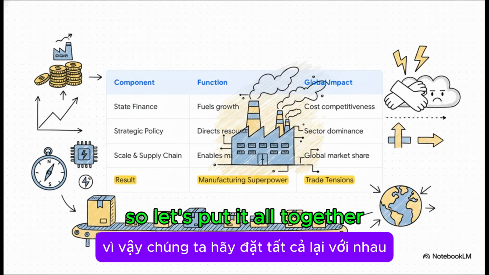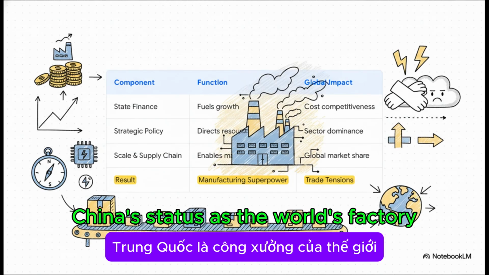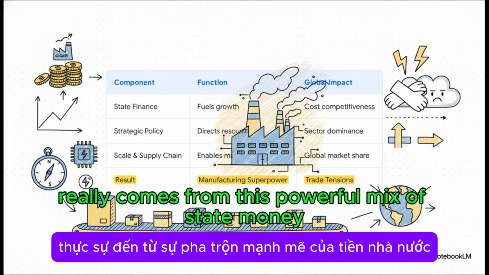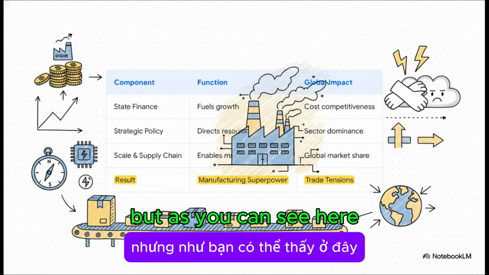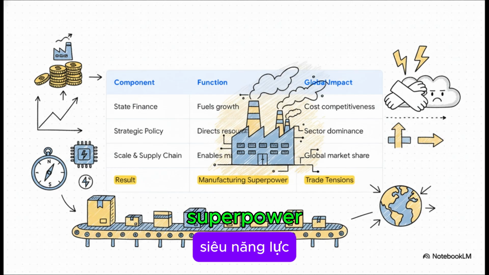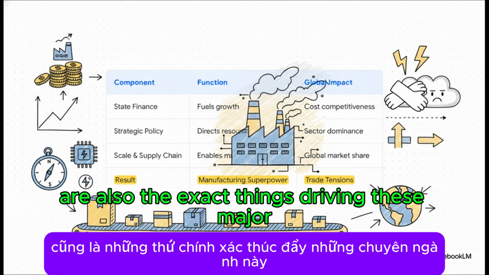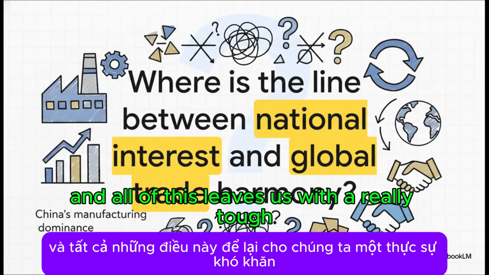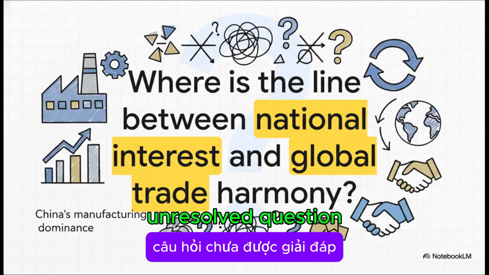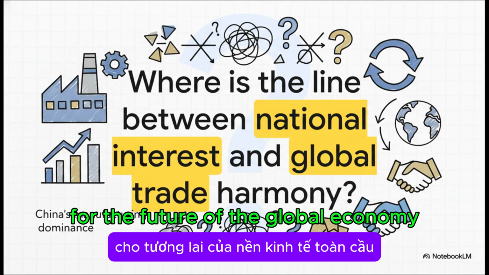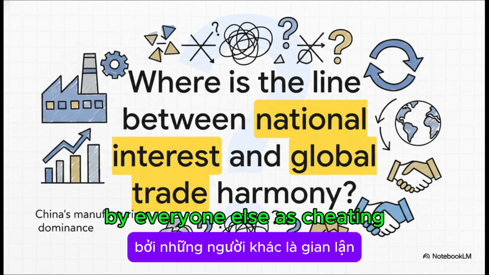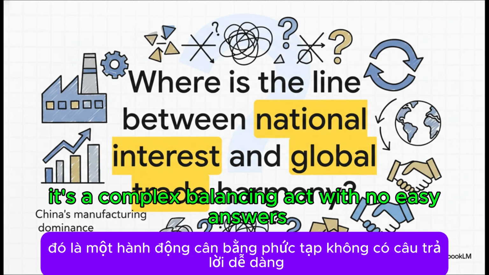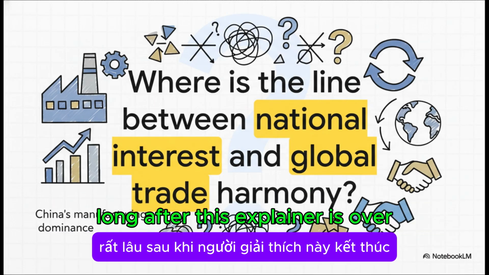So let's put it all together. What's the formula? China's status as the world's factory really comes from this powerful mix of state money, strategic policy, and incredible scale. But as you can see here, the very same things that created this manufacturing superpower are also the exact things driving these major global trade tensions. And all of this leaves us with a really tough, unresolved question for the future of the global economy. When one country's strategy for success is seen by everyone else as cheating, where do you even begin to draw the line? It's a complex balancing act with no easy answers, and definitely something to think about long after this explainer is over.